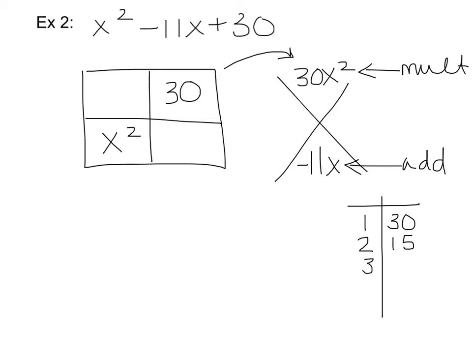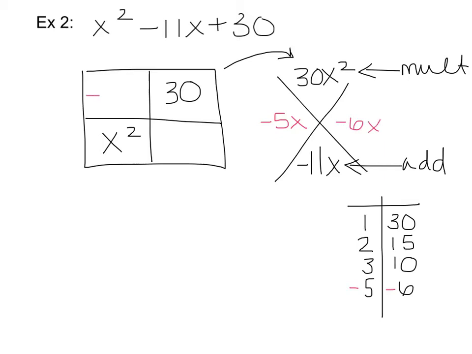So then 3 times 10, again, doesn't give you 11. 3 plus 10 is 13. 10 minus 3 gives me 7. 4 doesn't go into 30, but 5 does. 5 times 6 gives me 30. 5 plus 6 gives me positive 11. Since I need them to be negative, negative 5 plus negative 6 gives me negative 11. So those are my two factors that go on either side.